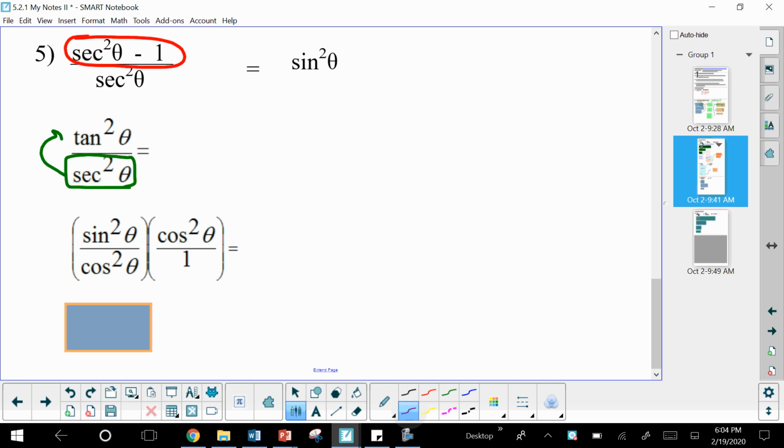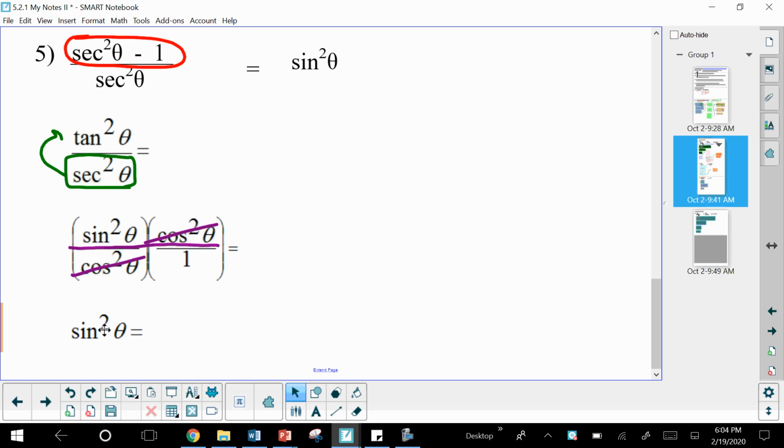I'm multiplying two fractions together. I see a cosine squared theta and a cosine squared theta. They cancel out. Pause, take a breath, and we are there. You got it.